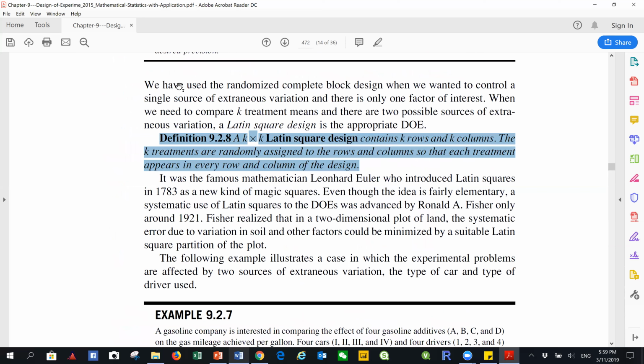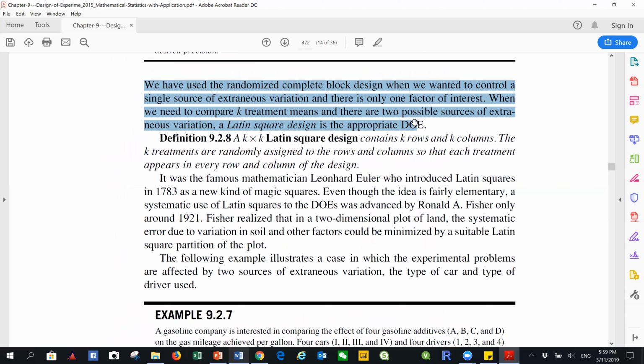Why Latin square? Because we use the randomized block design when we want to control a single source of extraneous variation, and there's only one factor of interest. When we need to compare K treatment means, and there are 2 possible sources of extraneous variation, then we have to use another design which is called Latin square design.